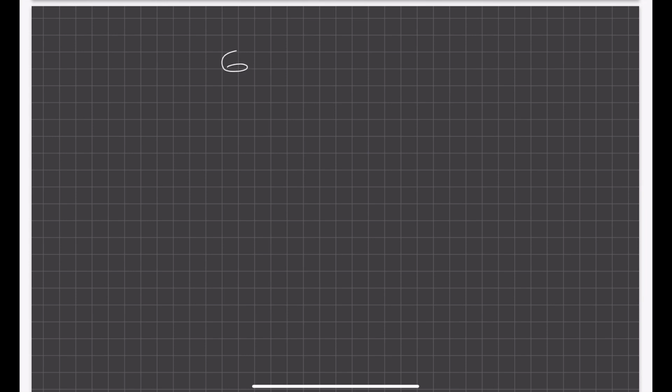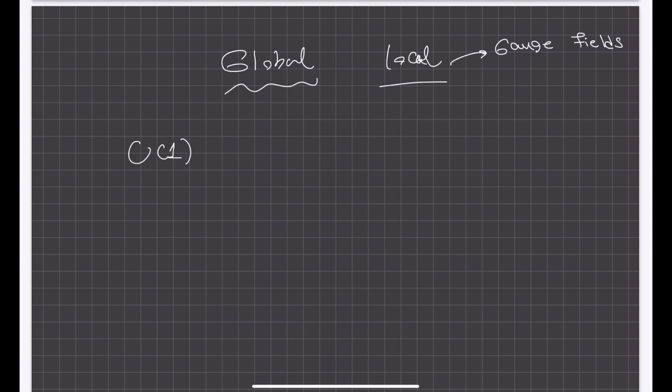We have two kinds of symmetries, global symmetry and local symmetry, right? And these local symmetries lead to gauge fields. Gauge fields are those fields that are responsible for carrying the electromagnetic forces or strong forces and so on. And these global ones are somehow weaker conditions, but right now we're going to talk about U1 global symmetry.